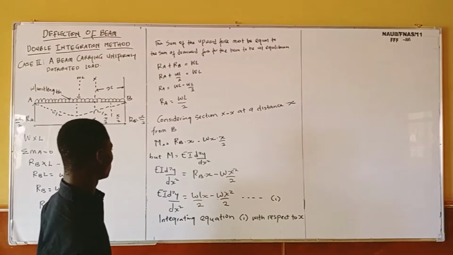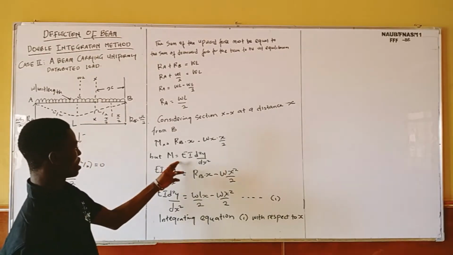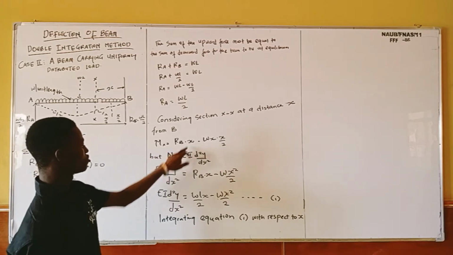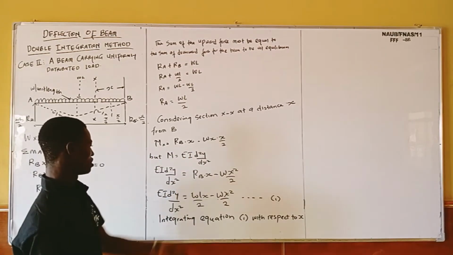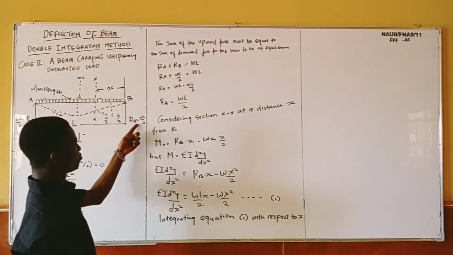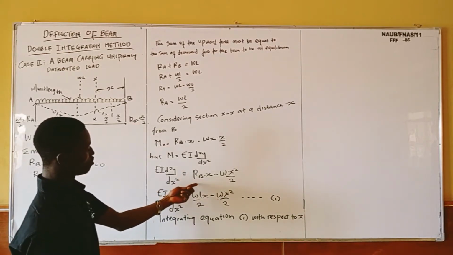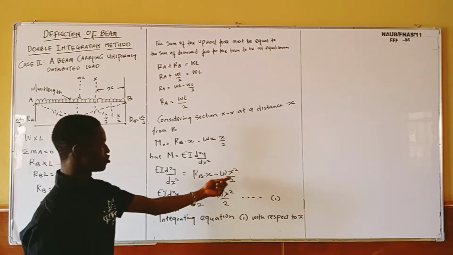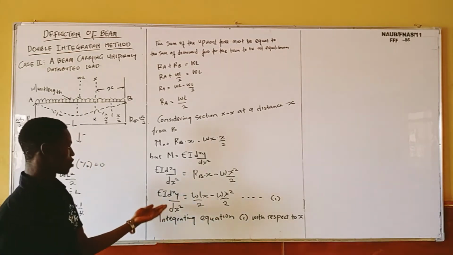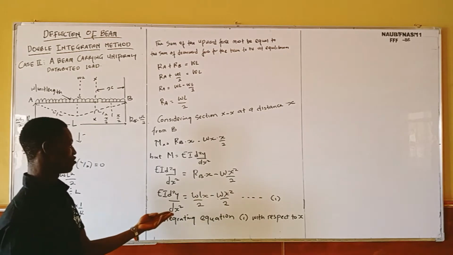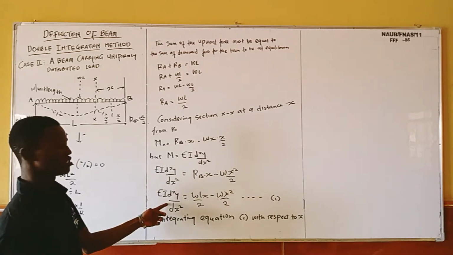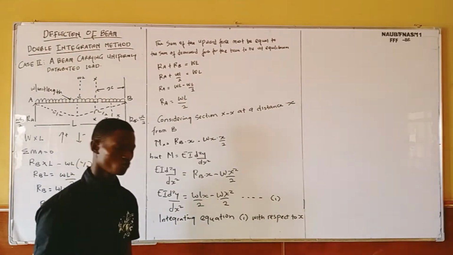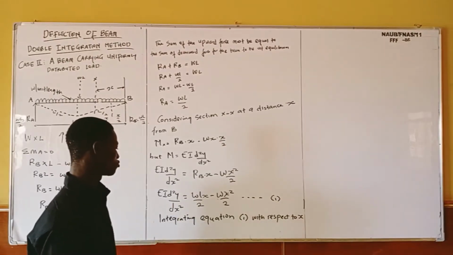So now if you look at it very well, you can see that from here our moment is this one, and this one is also our moment. This one is equal to this one. You understand now? The value of our RB is WL over 2, which multiplied by x gives WLX over 2 minus WX squared over 2, which is equal to our EI d squared y over dx squared. Don't forget that this one is second order of integration. So the next thing for us to do is to integrate with respect to x.